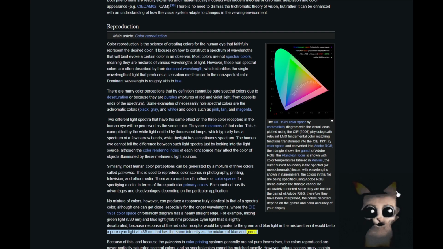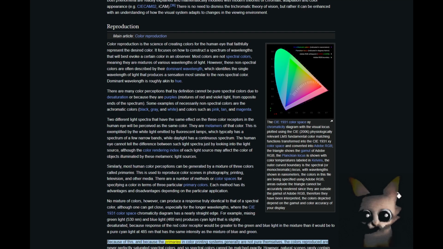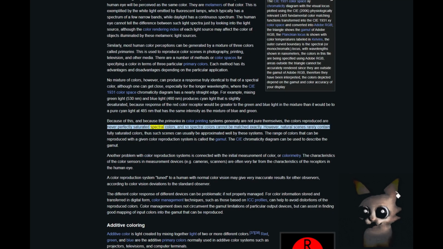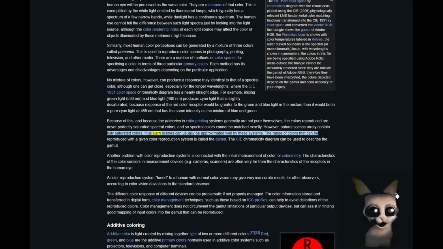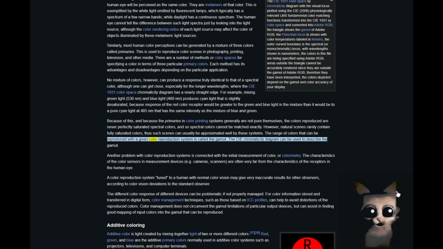Because of this, and because the primaries in color printing systems generally are not pure themselves, the colors reproduced are never perfectly saturated spectral colors, and so spectral colors cannot be matched exactly. However, natural scenes rarely contain fully saturated colors, thus such scenes can usually be approximated well by these systems. The range of colors that can be reproduced with a given color reproduction system is called the gamut. The CIE chromaticity diagram can be used to describe the gamut.